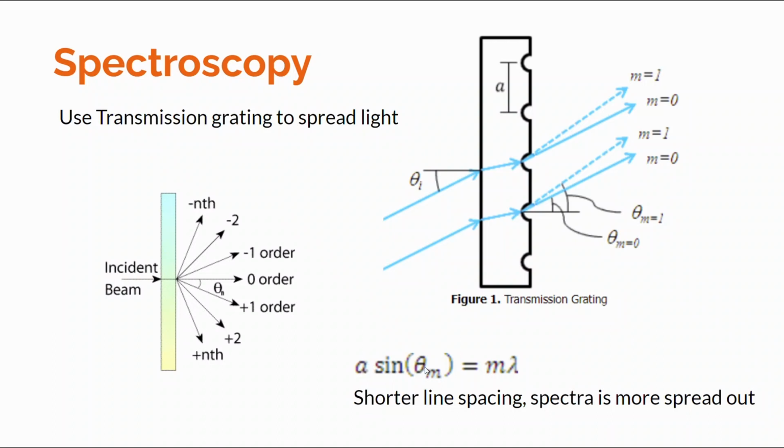then the angles actually get smaller. In other words, if I have tighter spacing, then the light spreads even more. That's all you need to know about this formula and how this grating works. The shorter the line spacing, the more the spectrum spreads.